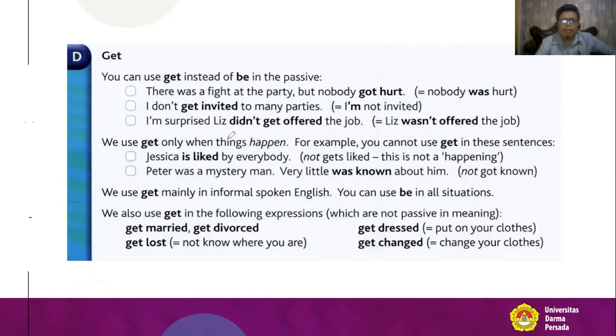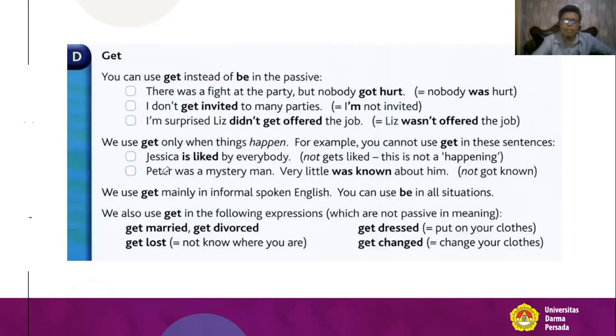We use get only when things happen. For example, you cannot use get in these sentences. Jessica is liked by everybody. Not Jessica gets liked. So you don't say gets liked. Why? Because this is not a happening.